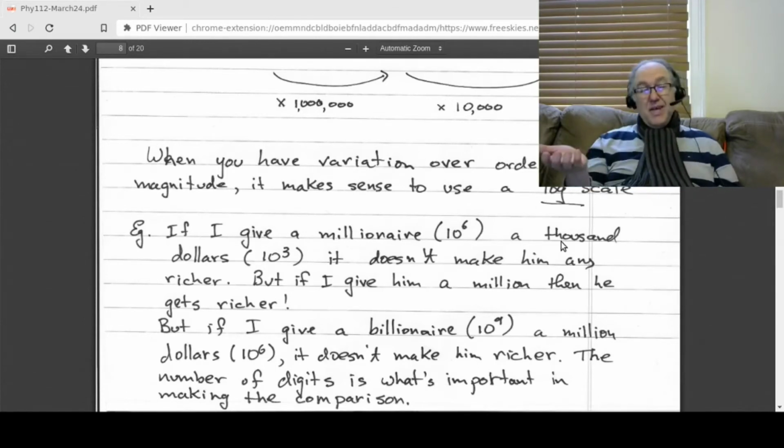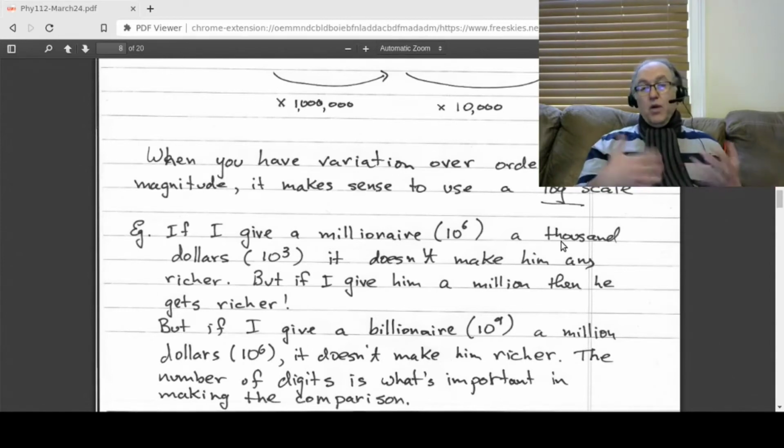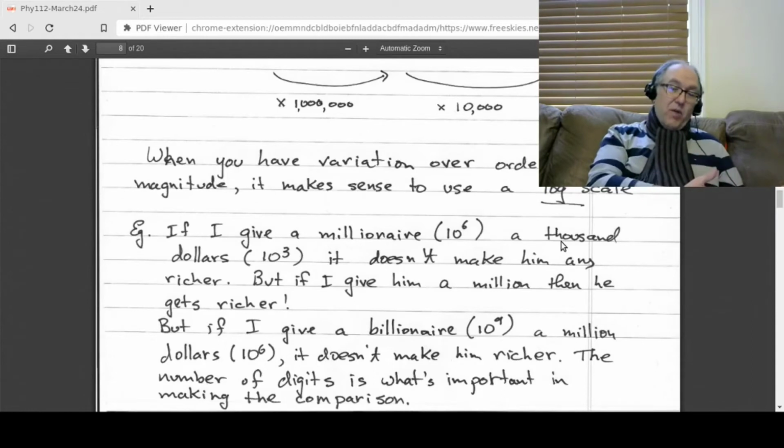But a millionaire is nothing compared to a billionaire. If you were to give $1 million to a billionaire, you wouldn't budge them at all. If you're in the billion bracket and someone's working in the millions, that's just chump change to you. Of course it seems like a lot of money to us because we're not working in the million range, we're working in the thousand range.